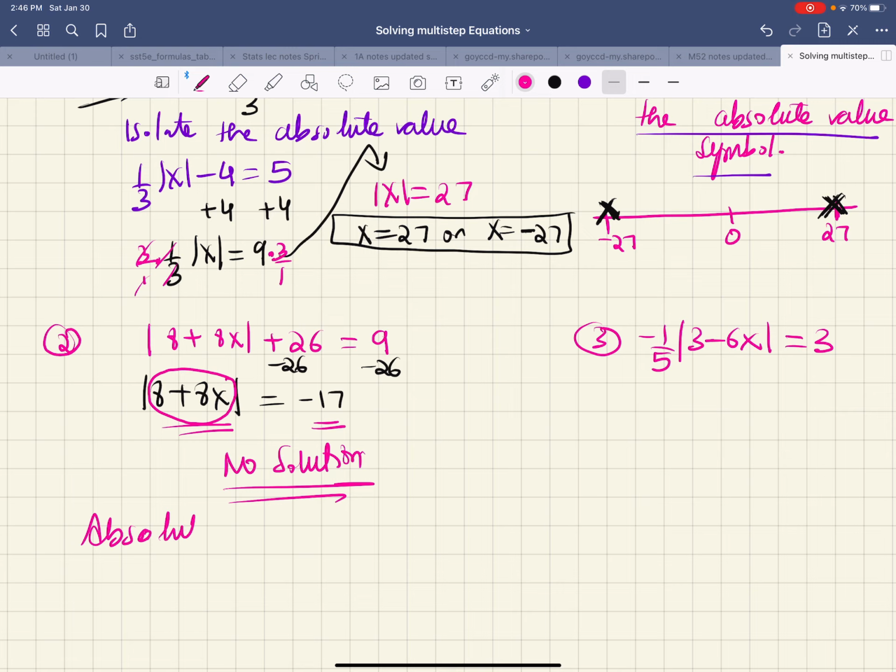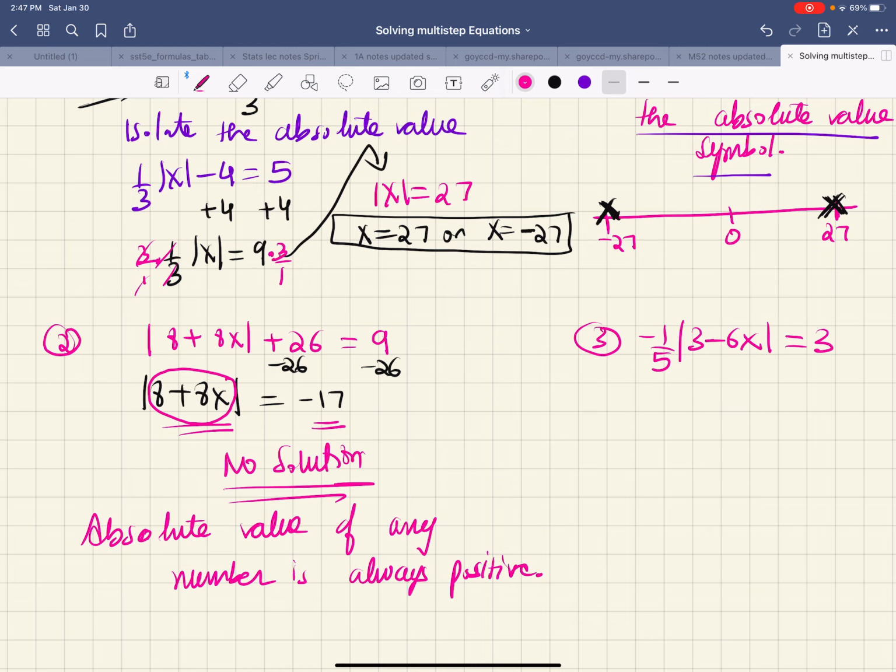The absolute value of a number can equal 0. If I'm talking about the number 0, then its distance from 0 will be 0. Otherwise, the absolute value of any number is always positive. It is never negative, okay? If it turns out that you see it is negative, that means there's no solution to that equation.